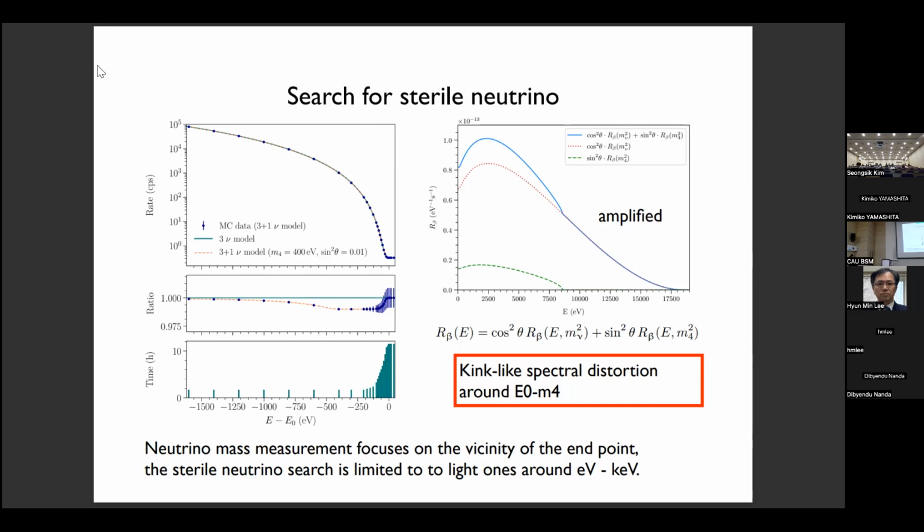Then with the sterile neutrino, this shape changes. Actually, on the left, we can see that the three-neutrino model is this blue line. But when there is a sterile neutrino with a mass of 400 electron volt and sine squared theta of 0.01, which is somewhat large, the relative ratio is reduced at the high energy end of the spectrum. So if we can measure these differences with high energy resolution, then we can also see the sterile neutrino in the beta decay experiment.